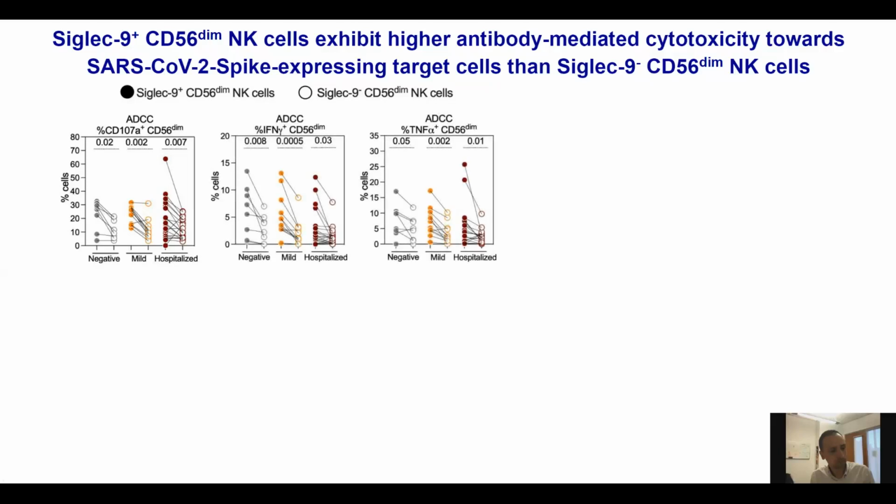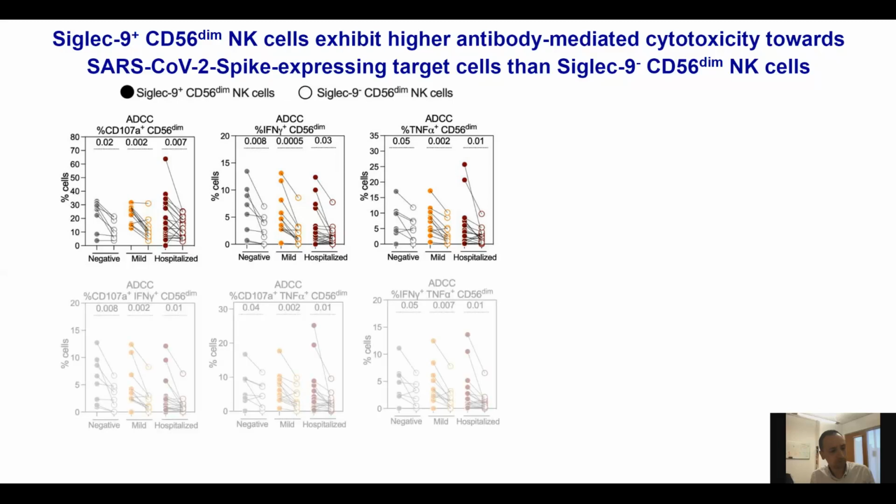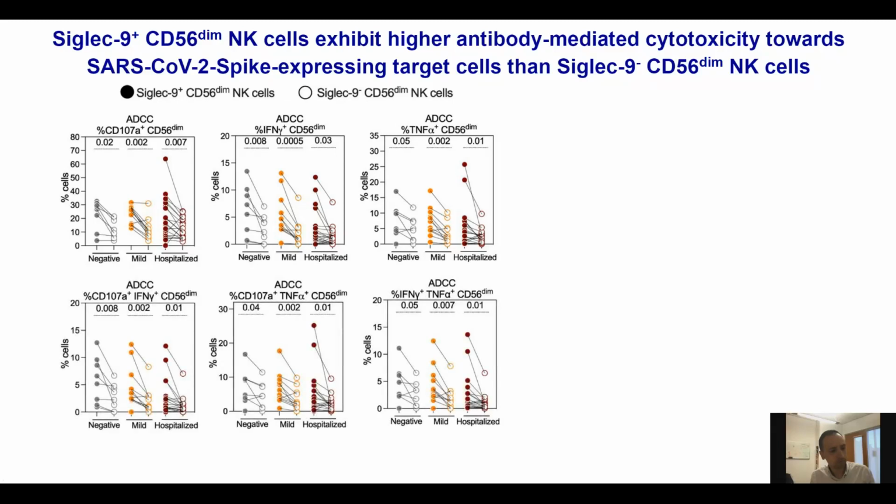Same is true when we measure cytokine release, interferon gamma, TNF alpha. Again, these cells are capable of degranulating and releasing cytokines better than the Siglecs negative control. Even when we measure degranulation plus cytokine release, we get the same message.